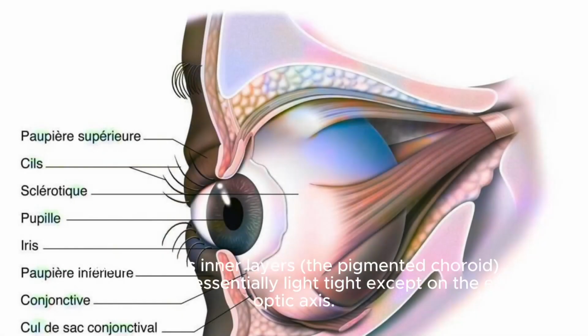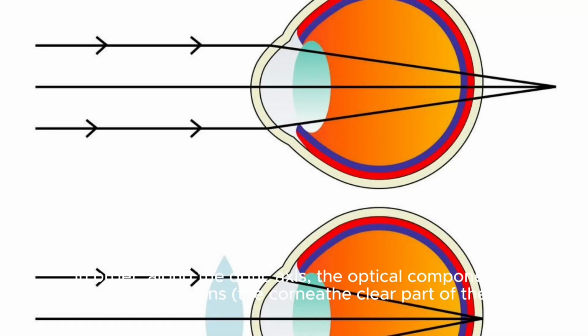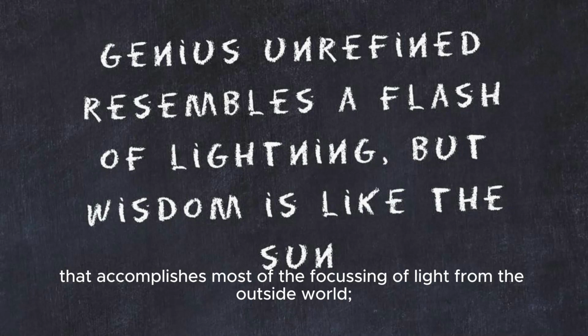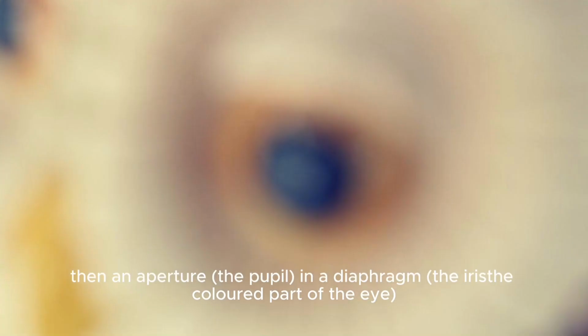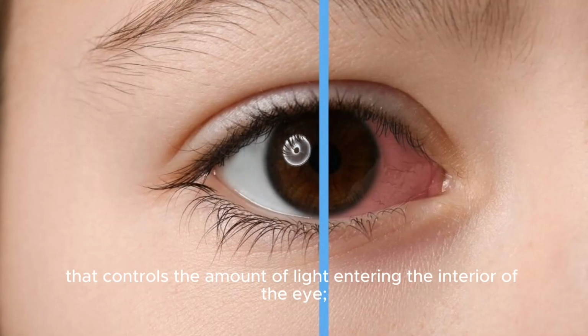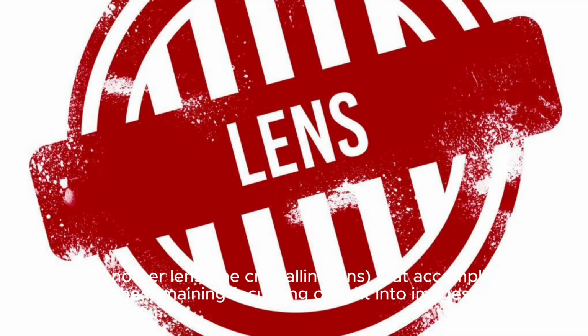sclera, and one of its inner layers, the pigmented choroid, keeping the eye essentially light-tight, except on the eye's optic axis. In order, along the optic axis, the optical components consist of a first lens, the cornea, a clear part of the eye, that accomplishes most of the focusing of light from the outside world. Then an aperture, the pupil, in a diaphragm, the iris, the colored part of the eye, that controls the amount of light entering the interior of the eye. Then another lens, the crystalline lens, that accomplishes the remaining focusing of light into images.